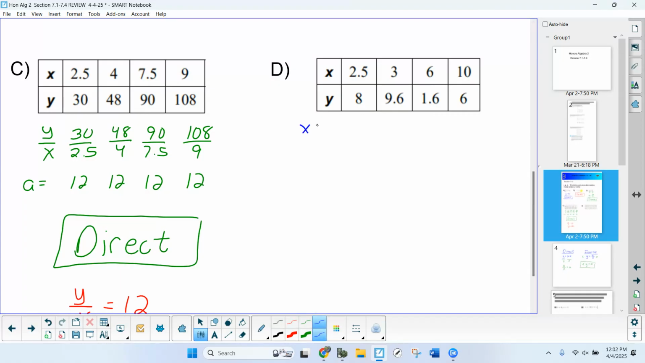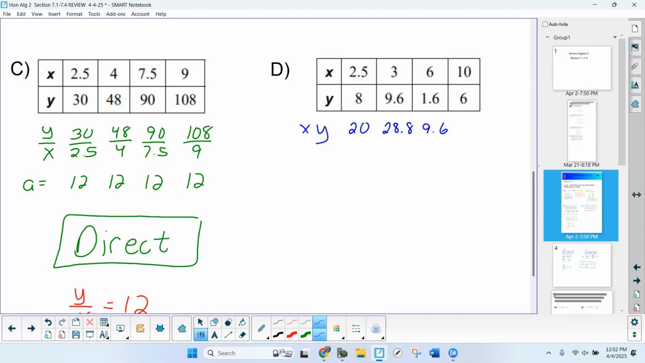Multiply. So what do you get when you multiply x times y? 20. What do you guys get when you multiply 3 times 9.6? 28.8. Okay. Uh-oh. Try one more. What about here? What do you get here? 6 times 1.6? 9.6. Okay, so I'm going to stop.